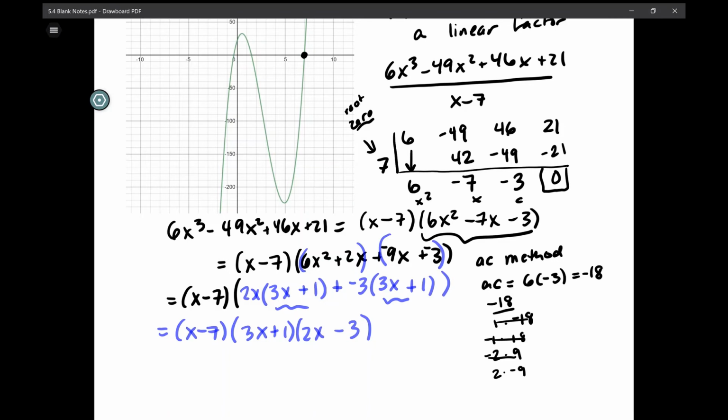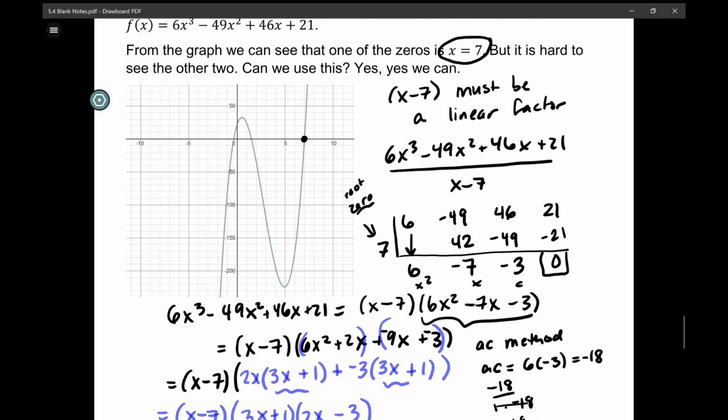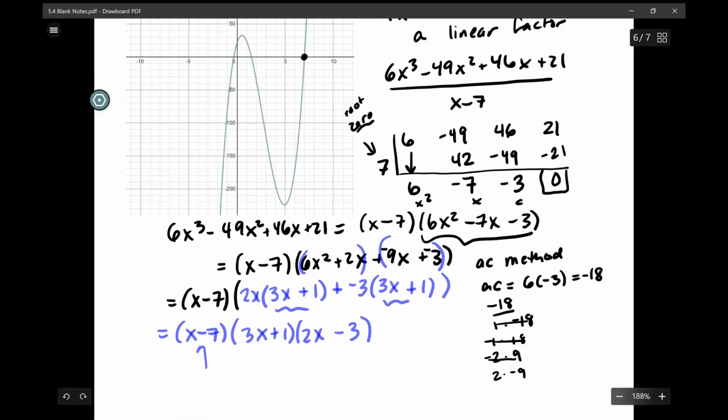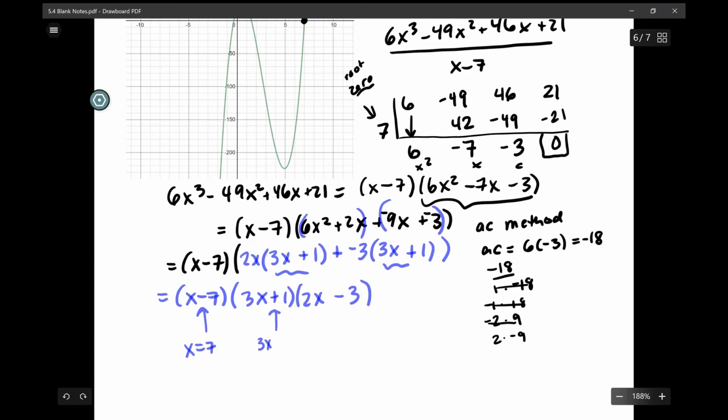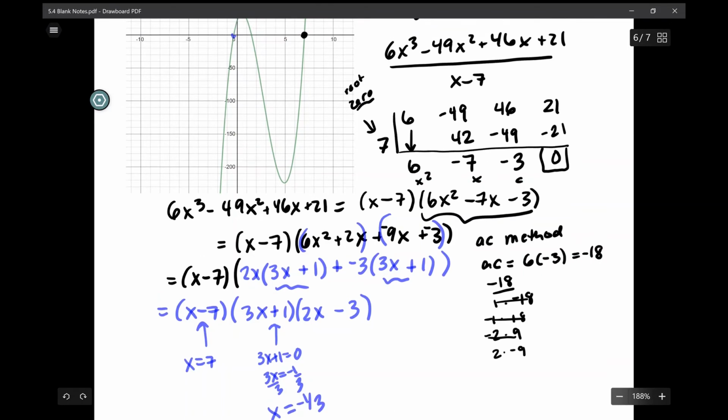All right, awesome. So now we can find all the other zeros. We had this one, the one we read off the graph, x equal to 7. For this one, we need 3x plus 1 equal to 0, so 3x equals -1, x equals -1/3 is another 0, and that looks like it's this one right here. And 2x minus 3 equals 0, so 2x equals 3, x equals 3/2. And that's what this one is right here.